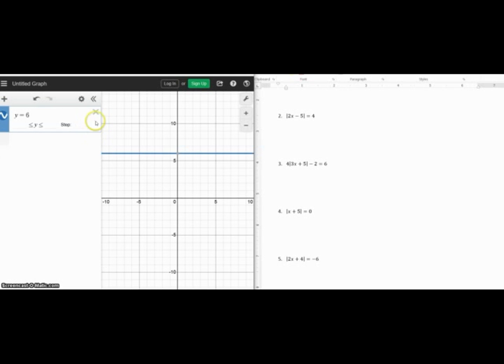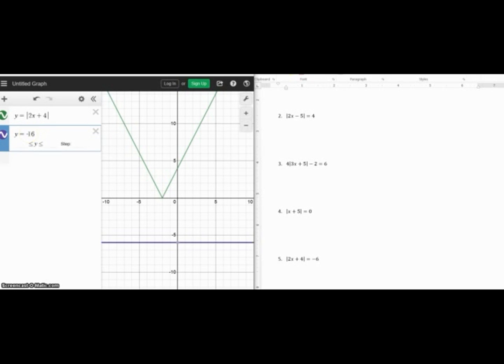And then let's take a look at the last one just to show you what's happening there. Y equals absolute value of 2x plus 4, and y equals negative 6. And you can see what's happening. Those two graphs never cross. And that, again, makes perfectly good sense, because when you do an absolute value, you always get positive numbers or 0. No way you're going to get a negative value.